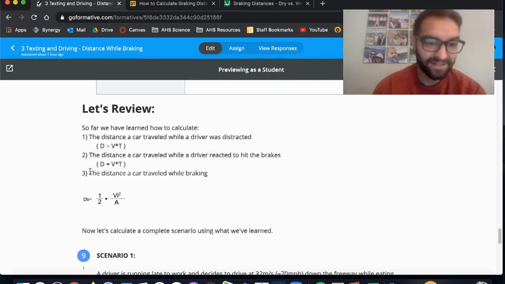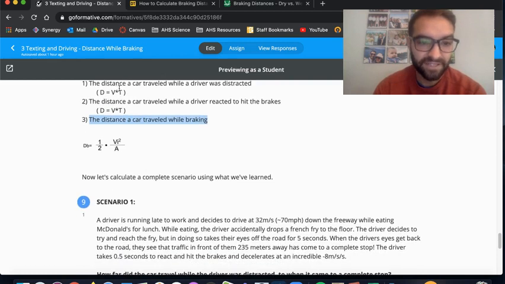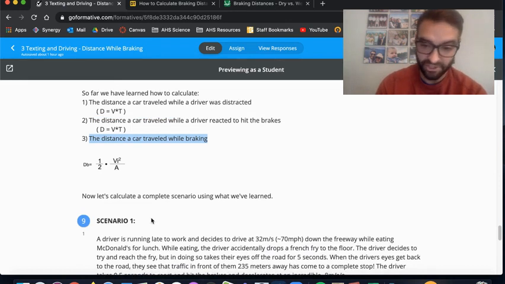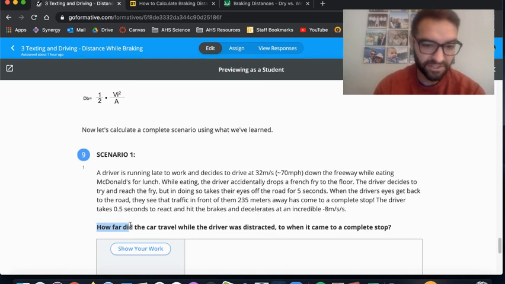And then the distance a car traveled while braking is what we just did. So now we have this complete scenario. So using these three steps, can you determine this scenario? So the question is going to be, how far did the car travel while the driver was distracted to when it came to a complete stop?